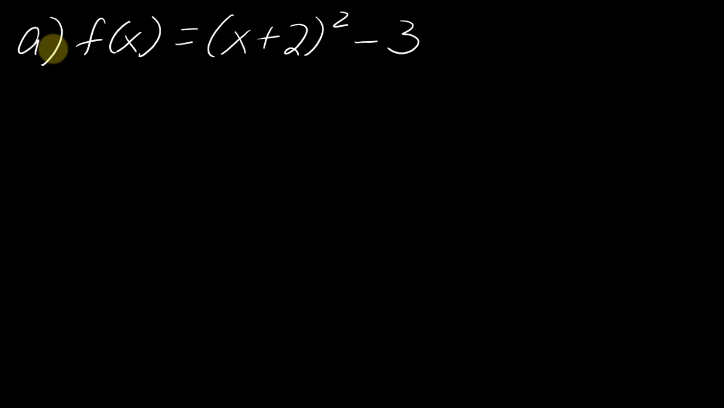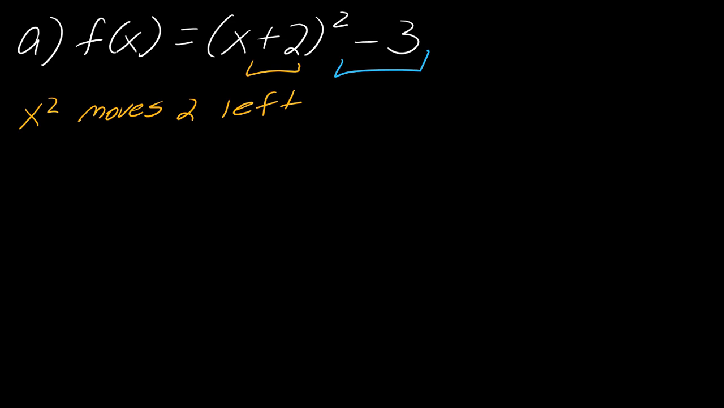So for instance, let's say that I have the function f of x equals (x plus 2) squared minus 3. Okay, so this is x squared. It just has some stuff being done to it. So my question is, if I have this x plus 2, what does the plus 2 mean? So the plus 2 means that x squared moves 2 left, and then this minus 3 means that the graph moves 3 down. And there's no negative in front of the function, so it's not being reflected.